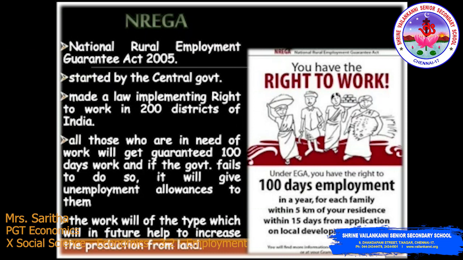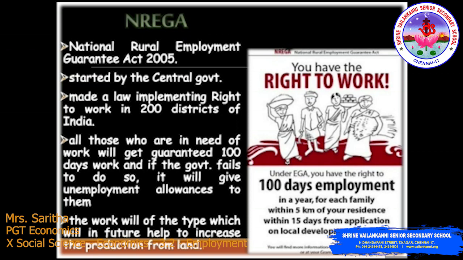Now, NREGA, which we call the Mahatma Gandhi National Rural Employment Guarantee Act. The National Rural Employment Guarantee Act was enacted in 2005, started by the central government. The third point: it made a law implementing the right to work in 200 districts of India. All those who are in need of work will get a guarantee of 100 days of work, and if the government fails to do so, it will give an unemployment allowance to them.